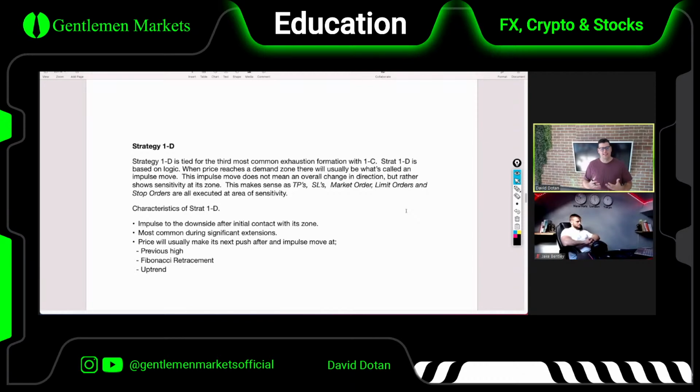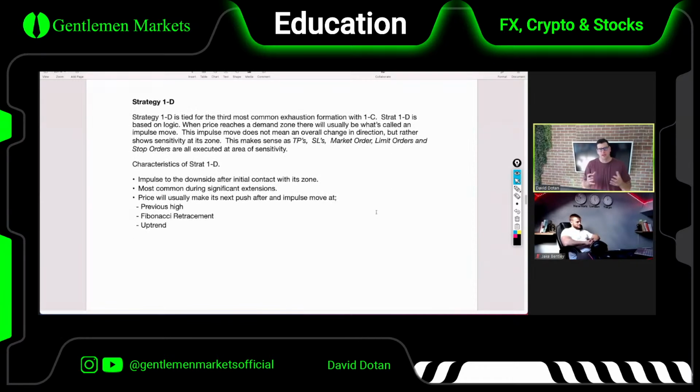And what makes it sensitive? It means take profits are being reached, right? It's an area of sensitivity. SLs are being hit. Market orders are being placed. Limit orders are being placed. Stop orders are being placed. There's sensitivity off an area of respect. This is why we call it a battleground, a battle between buyers and sellers.